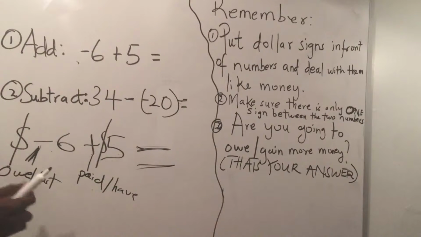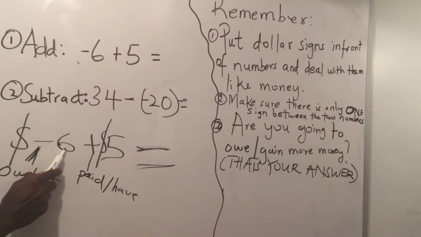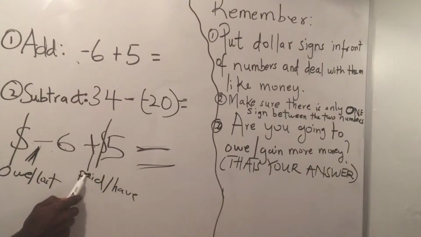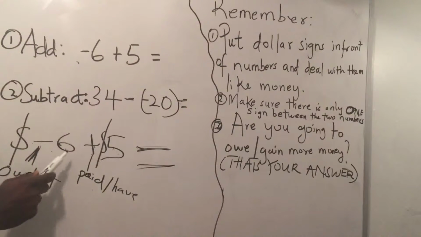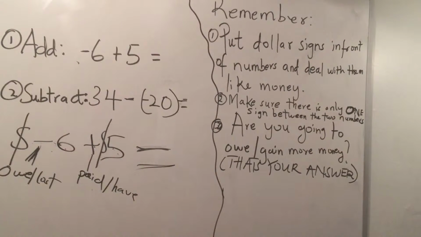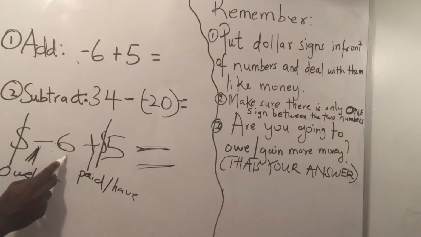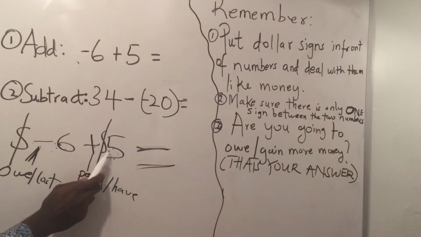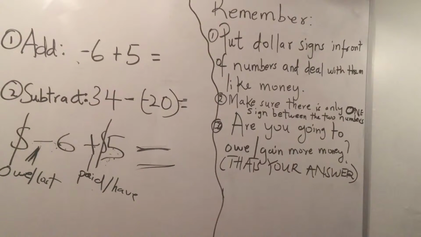So what will make more sense for this one right here? Negative is owe. So you owe $6 and you've paid $5. You should have paid 6, but you've paid 5. So are you owing money still, or you've gained more money? You owe 6. You paid 5. You should have paid 6. So that means it's left with $1 to pay. So you still owe what? $1.